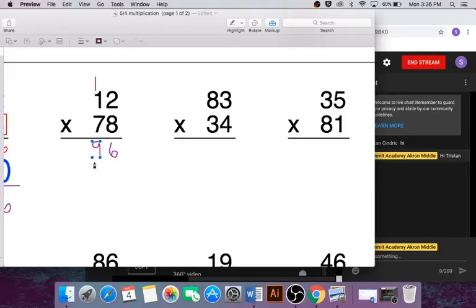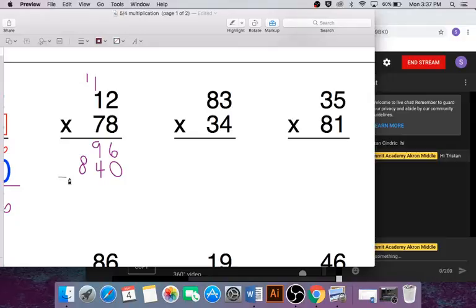Now we move over to our 7. We put our 0 to hold our place. We do 7 times 2, which is 14. So we put down our 4 and we carry the 1. 7 times 1 is 7. Plus 1 is 8.